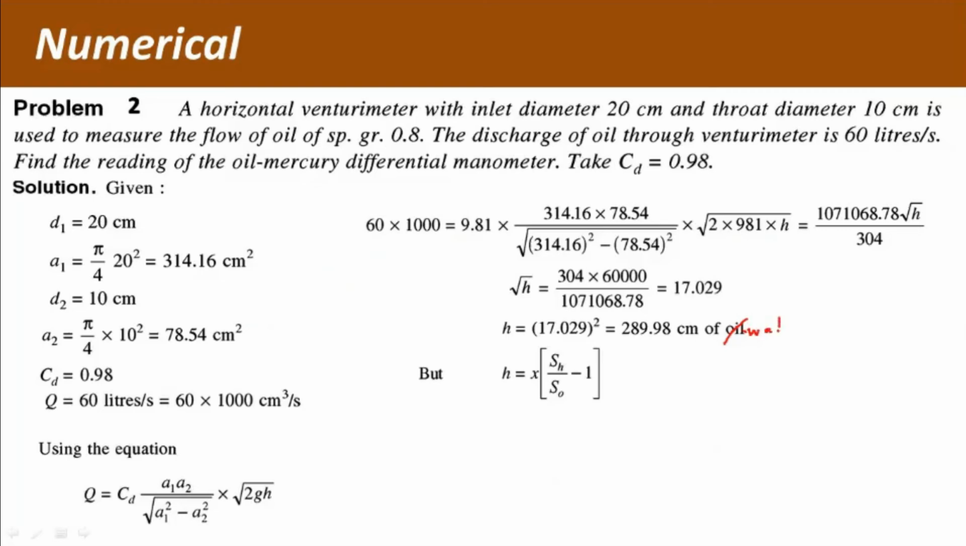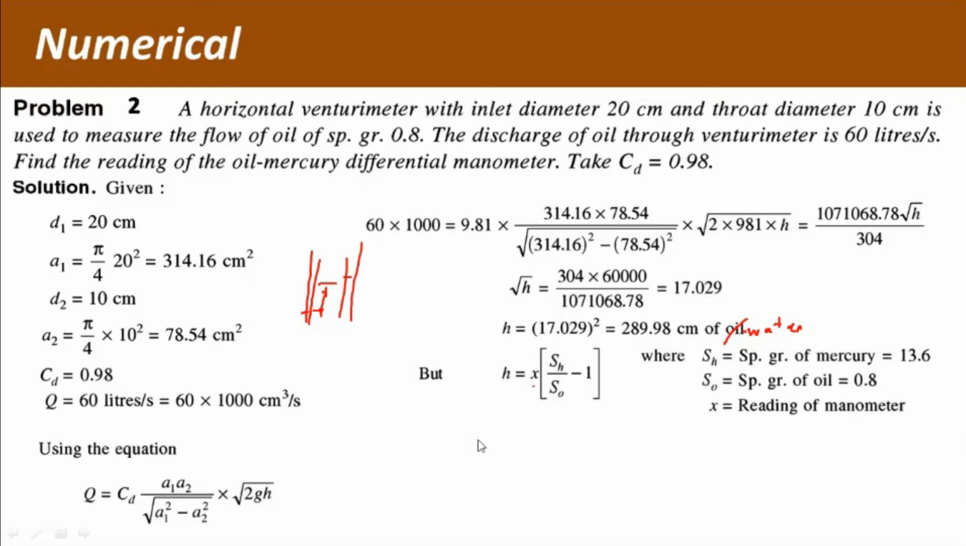सेंटीमीटर ऑफ वाटर यहाँ पे वाटर में मिलेगा आपको. ओके, बट आपको डिफरेंशियल मैनोमीटर में हेवियर फ्लूइड, दैट मीन्स मर्क्यूरी के फॉर्म में मिलेगा. ओके, सो वी नो द फॉर्मूला h equals to x into (specific gravity of mercury upon specific gravity of given fluid minus 1). So given fluid is oil. तो यहाँ पे पुट करो वैल्यू. So it is 289.